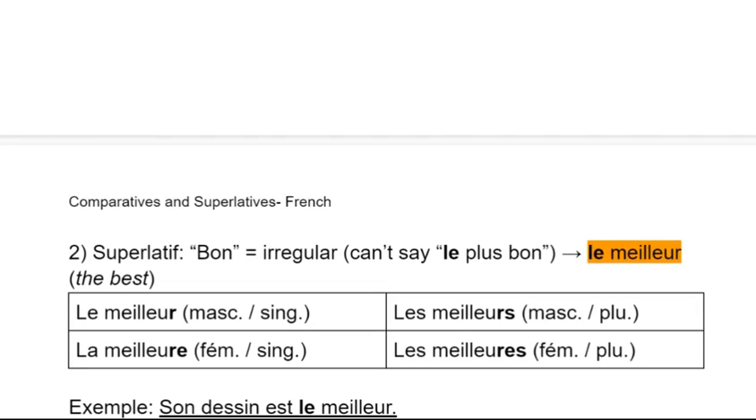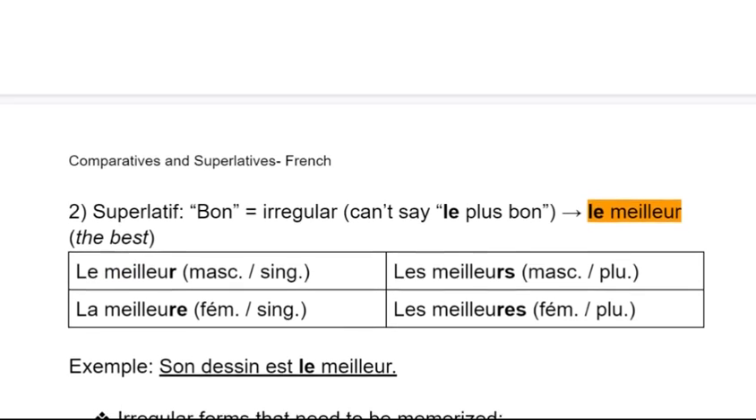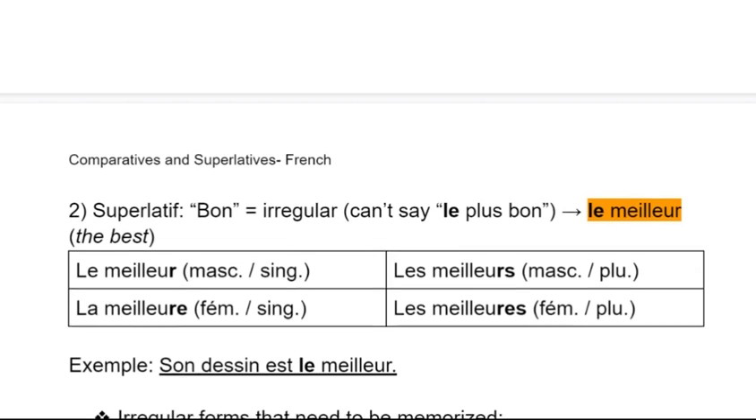So for the superlatif, again for bon, it's irregular. You can't say le plus bon, right? Because remember, superlative is the ultimate, like good or bad. So you can't say, for example, le plus bon. You have to say le meilleur. And again, there are the agreements here. So an example could be son dessin est le meilleur. So his drawing is the best.